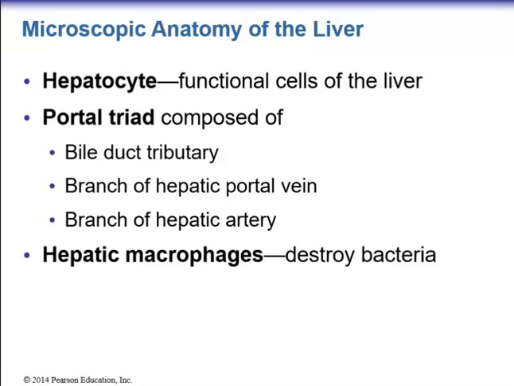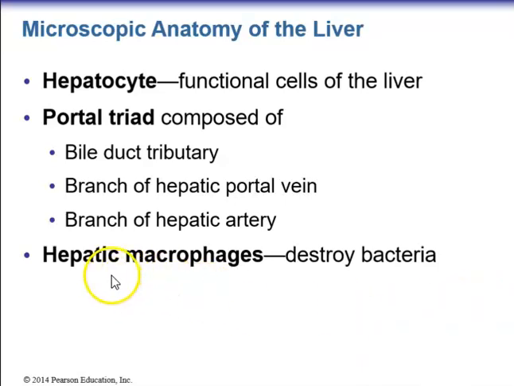Now, between the plates of hepatocytes are large capillaries called liver sinusoids, which receive blood from both the portal arteriole and venule, and then carry blood inward to reach the central vein. A bunch of the central veins will form interlobular veins, which will then lead to the hepatic veins, which then drain to the inferior vena cava, and we'll see a picture of that in just a little bit.